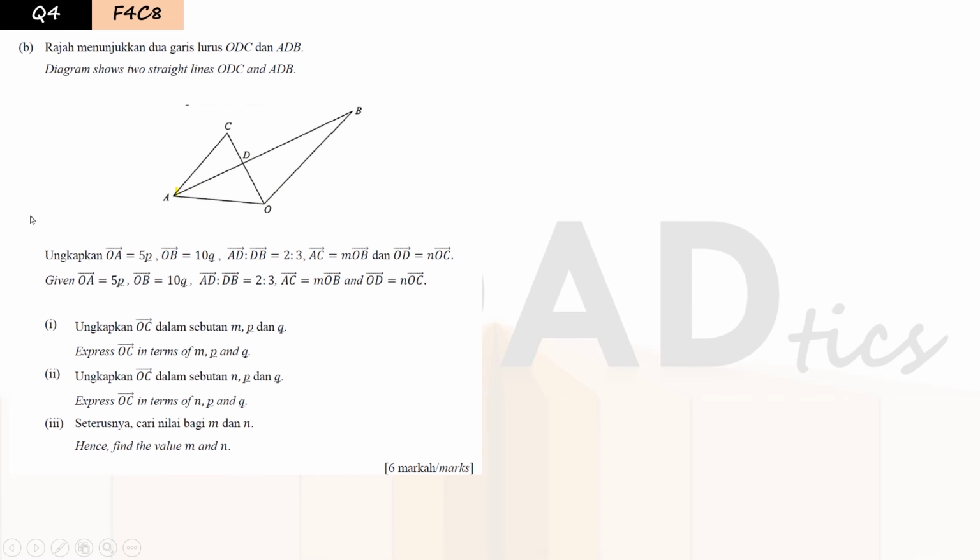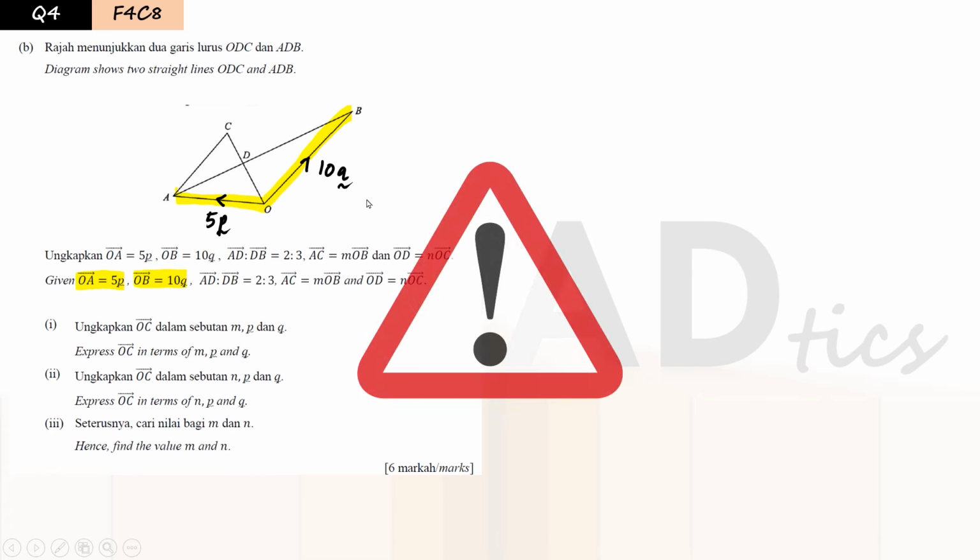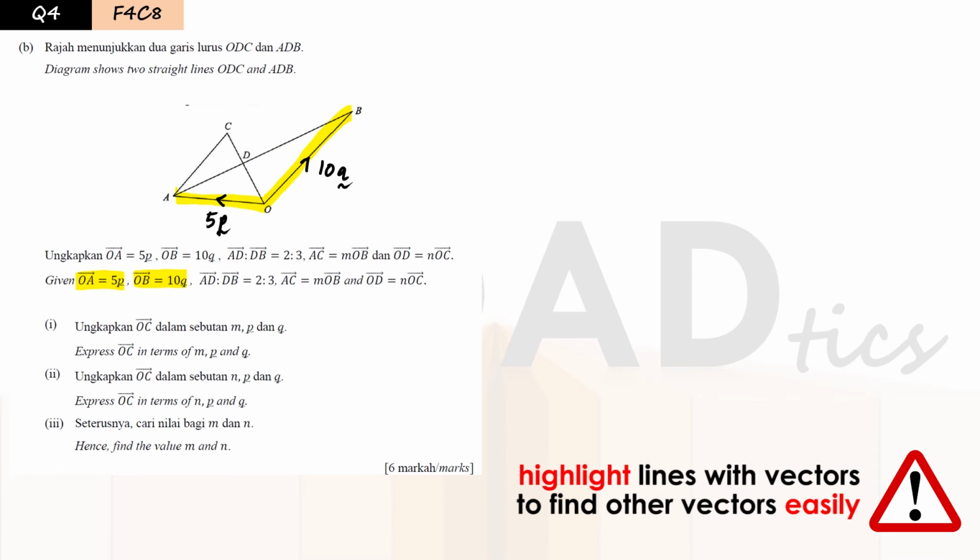For the next part, in this sentence alone, there's a few pieces of information given, so let me explain these one by one through this diagram here. The first vector given here is vector OA, which is here, and the value is 5p. The second vector given is OB, which is here, and the value is 10q. I recommend you do this also, which is to highlight the lines that already have the vectors, because we can identify them easily and use them to find the other vectors easily, since those lines already have the vectors.